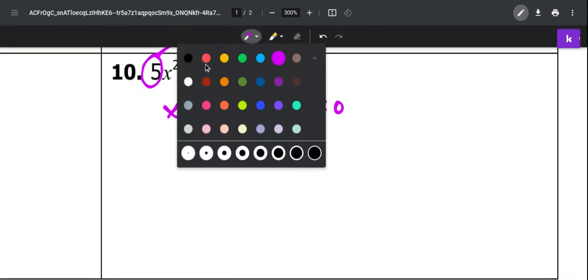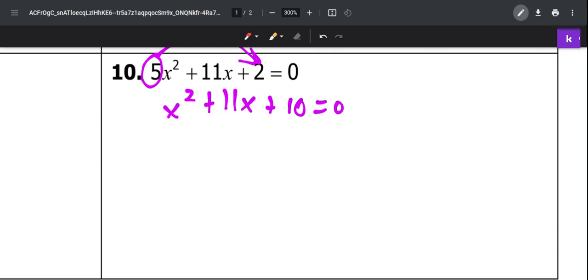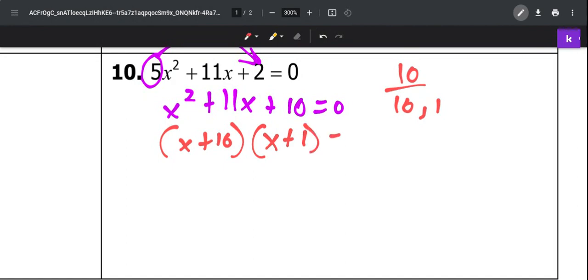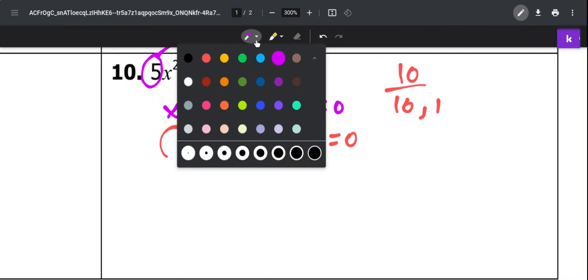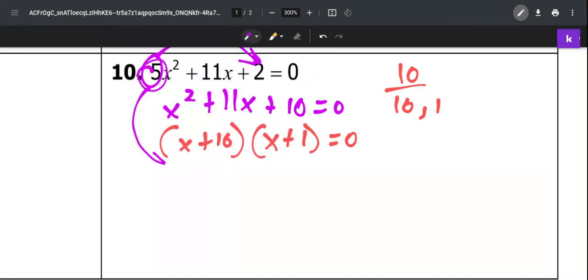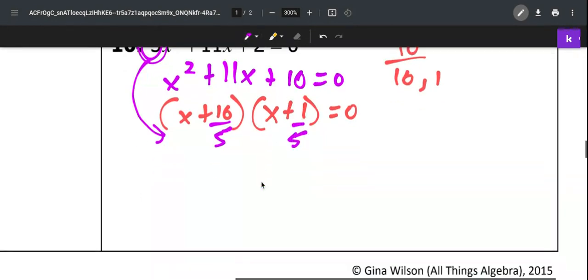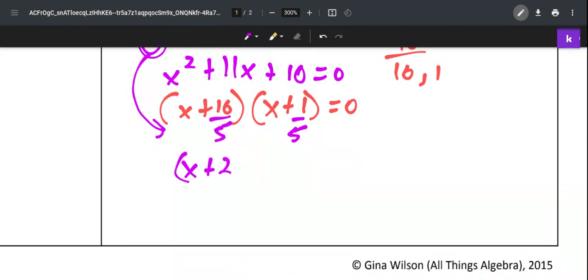Now I factor this by using the product sum method. So I want two factors that multiply to give me 10 and add together to give me 11. So that would be 10 and 1. So then my factors are x plus 10, x plus 1. All right. Now, once I've factored this, I have to come back and divide by whatever I multiplied at the beginning. So I divide each of these numbers by 5. Now I get x plus 2, x plus 1 over 5.